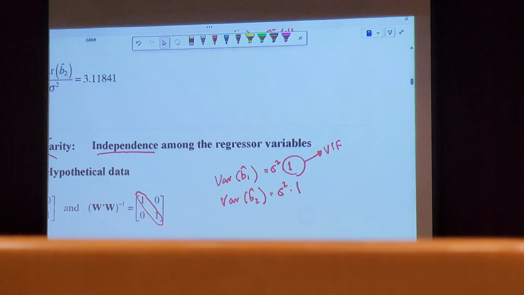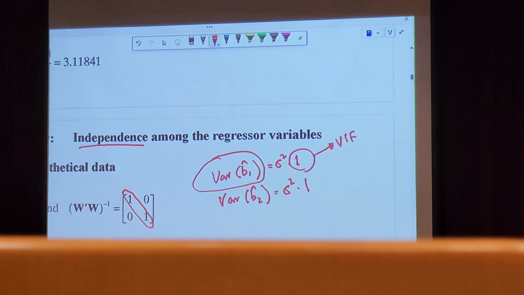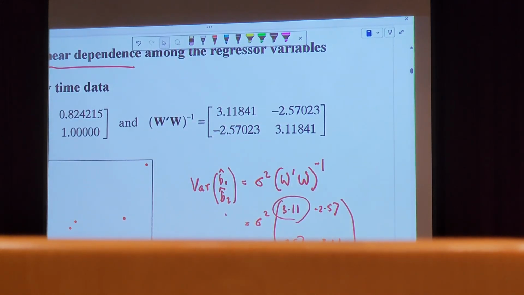Well, we care because we are talking about the variance of beta 1 hat and the variance of beta 2 hat. You see, variance is a measure of accuracy. If the variance of beta 1 hat is small, that means you are estimating beta 1 accurately. If the variance is large, that means your estimator is not so trustworthy. So the smaller the variance, the better. For this case, if I have independence between the two regressor variables, I have a small variance. And if I have a near dependency, 0.82 is pretty strong, and I have a larger variance.